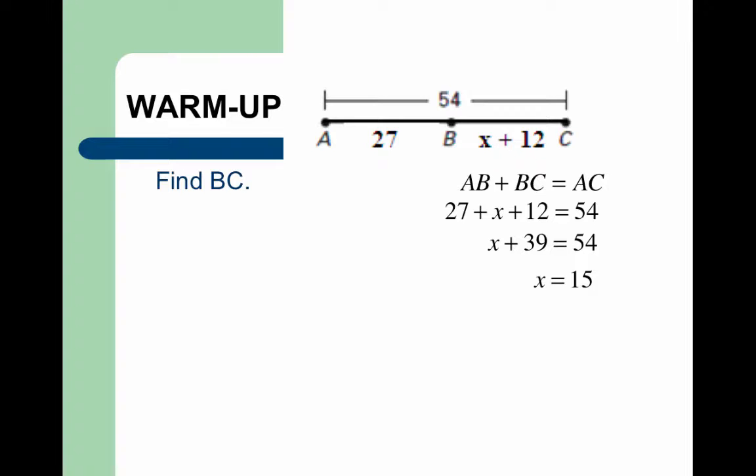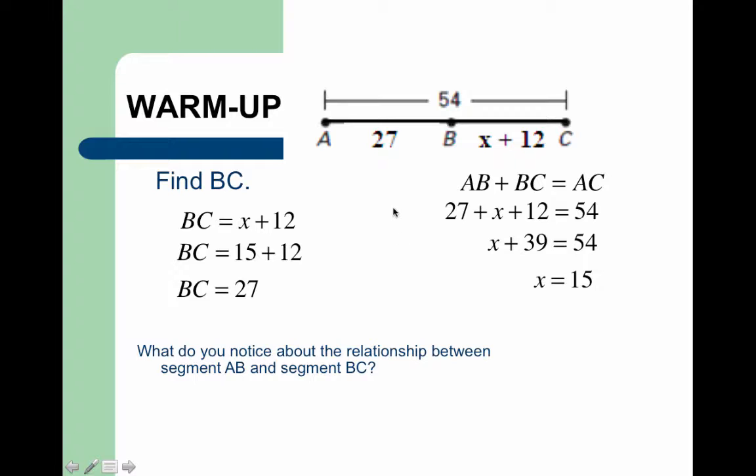We're not done. We found x, so we need to remember to plug x into BC. So BC equals x plus 12. We plug in 15, and we get 27. You notice the relationship between AB and BC. AB is 27 and BC is 27. So we can see that they're the same length.